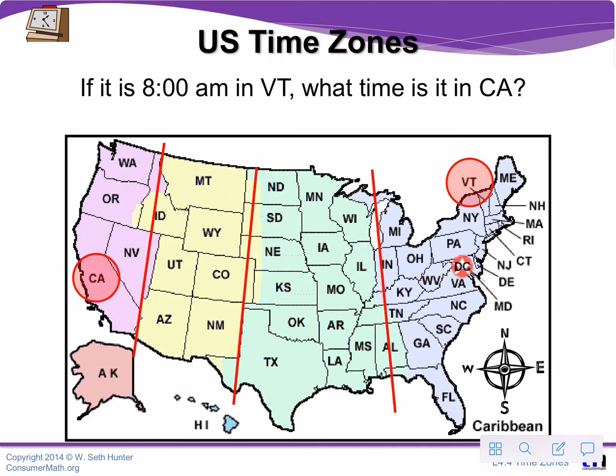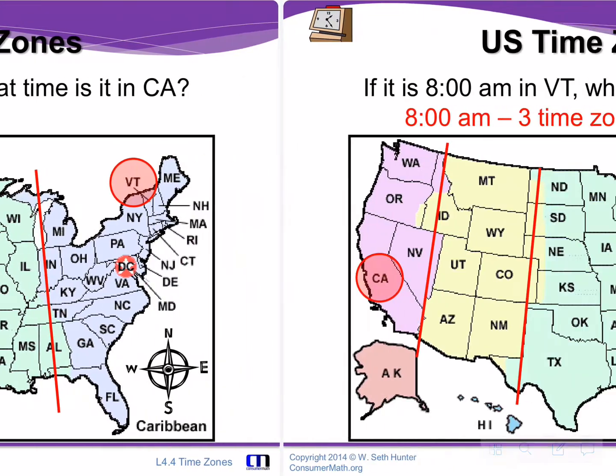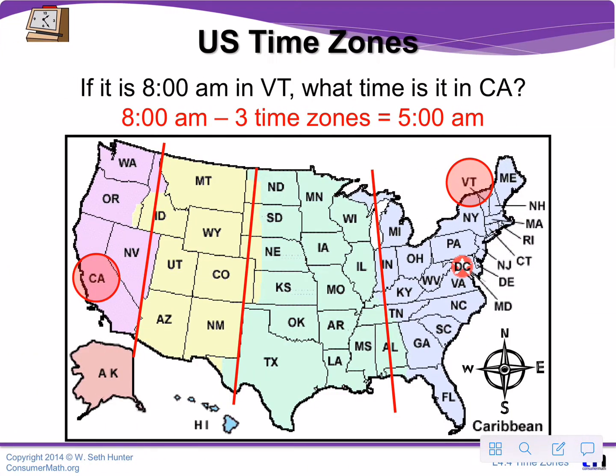If it is 8 a.m. in Vermont, what time is it in California? Because it is a three time zone difference, it should be 5 a.m. in California.